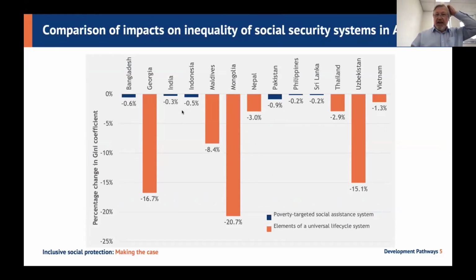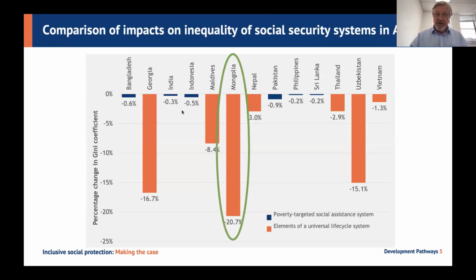If we look at another example of a range of other countries in Asia, we can look at blue countries, which are more means-tested systems, and the orange countries, which are more universal systems, although there's a mix in most countries. And you can look at the reduction in the Gini coefficient, therefore the reduction in inequality.